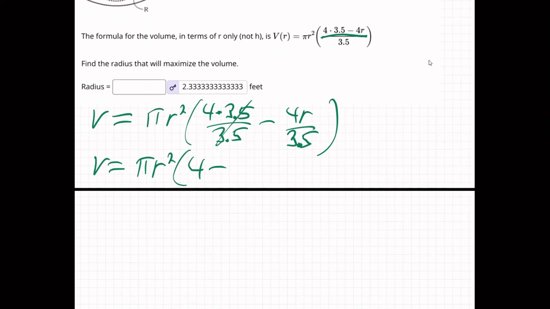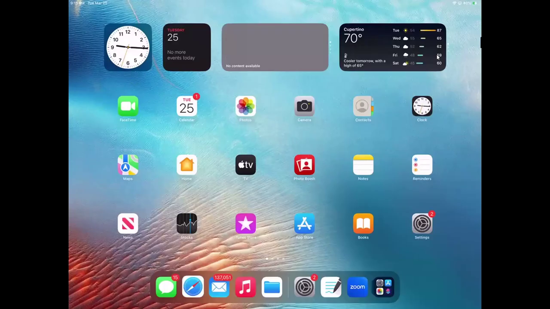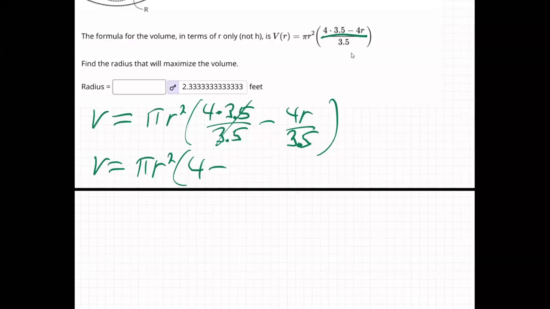I don't know. Let's figure it out in Desmos. 4 divided by 3.5. Oh, that's too bad. Is there a fraction? It's 8/7. Okay, how about that? Let's go with the fraction 8/7. Or maybe I'll just leave it like it is. Who cares? I'm just going to leave it like it is. It is 8/7, whatever.